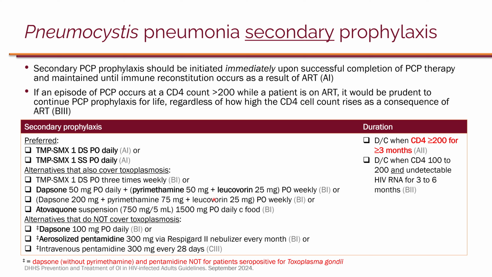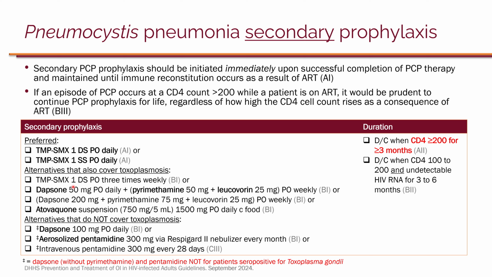Secondary prophylaxis for PCP should be started immediately upon completion of the 21 days of treatment, and should continue until the CD4 count is more than 200 for at least 3 months. Or if the CD4 is between 100 and 200, the RNA must be undetectable for at least 3 to 6 months. Now, for secondary prophylaxis, again, the preferred agent is trimsulfa, either double strength or single strength.